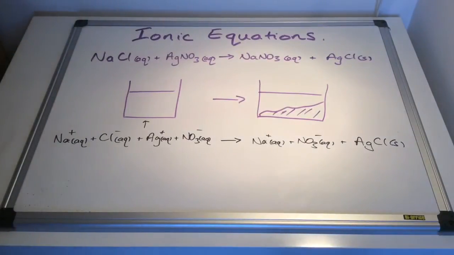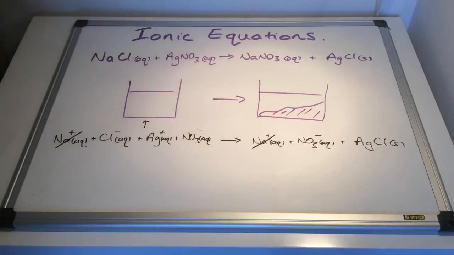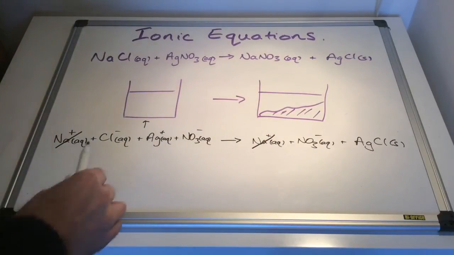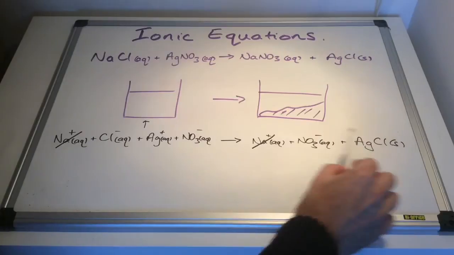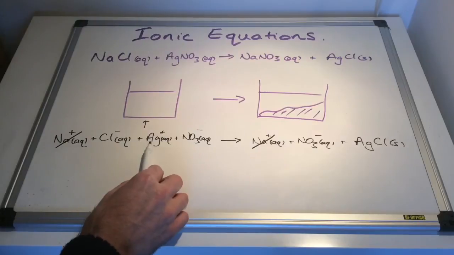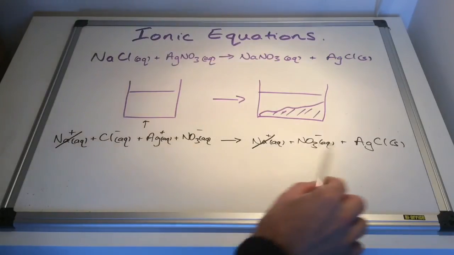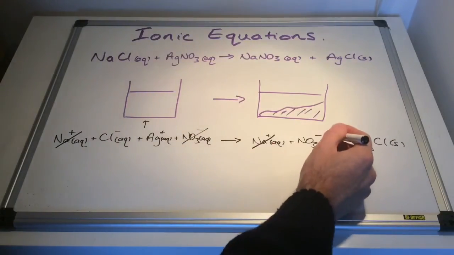So we're now going to treat it a bit like a mathematical equation, and where we see identical terms or ions or species left and right of the arrow, we're going to cancel them out because effectively they haven't changed. You can see the sodium ion appears left and right, so we're cancelling that. The chloride ion has actually become this solid silver chloride, so we can't cancel that. We haven't got an aqueous chloride ion on this side. Likewise for the silver ion, it's aqueous on this side, but we've got solid silver chloride on that side, so that can't cancel. The nitrate ions can go.